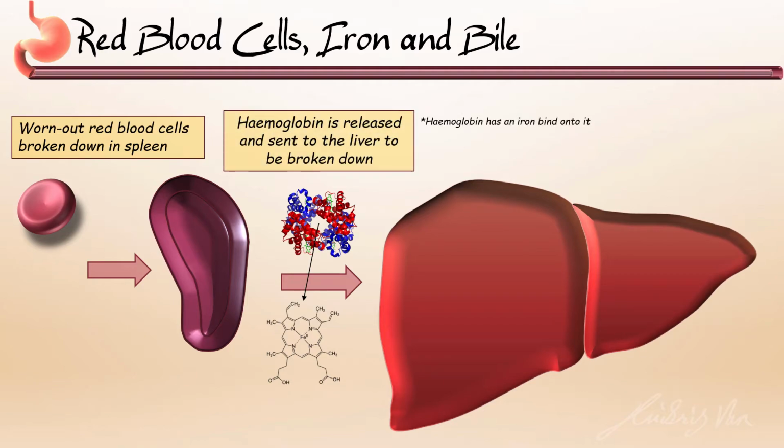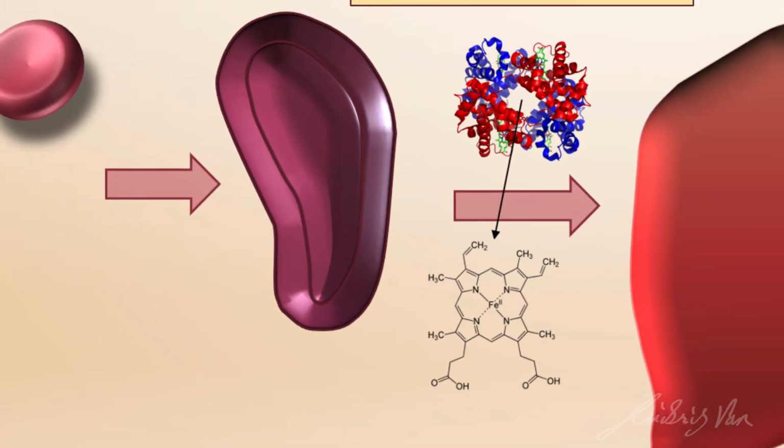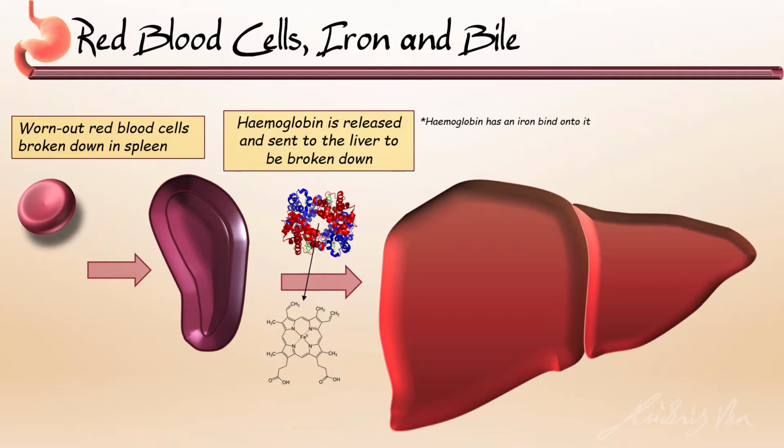The protein responsible for transporting oxygen is actually called hemoglobin. In between the hemoglobin molecules, there's actually an ion. So what our body will do is, after the red blood cell is broken down in the spleen, the hemoglobin will be released and transported to the liver.